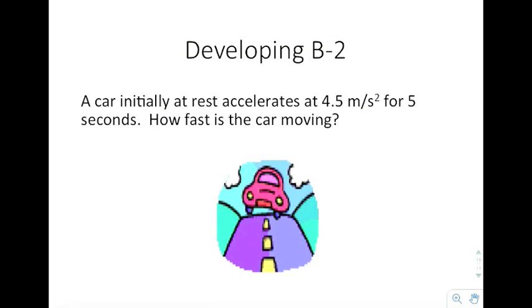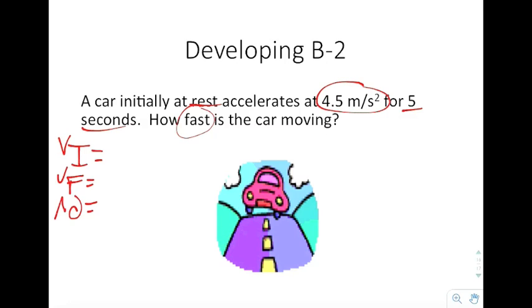And the next one says, a car is initially at rest and accelerates at 4.5 meters per second squared for 5 seconds. How fast is the car moving? So remember, whenever we do these types of questions, we always want to use the guess method. So I've identified this. I'm going to underline my numbers, circle how fast I'm going, and start to apply the guess method. So I want to identify my givens: initial, final, the displacement or the distance, the acceleration, and the time.